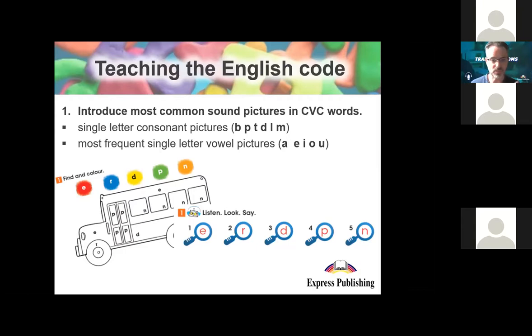Okay, so things like the B, P, T, D, L, M in terms of consonants, and the simple vowel sounds as well. So if you are going to be teaching anybody the basics of reading and writing and sound and letter combinations, please do bear in mind that, for example, teaching them a Y on the first day, not necessary.